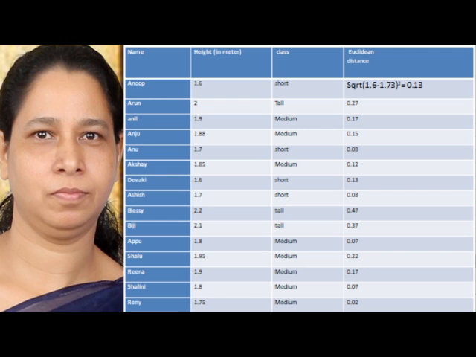Here we are using Euclidean distance. Only the height is used for distance calculation. Using Euclidean distance, we can find out the distance of Revati with all other training tuples. So 1.73 is the height of the new object. The distance between the first tuple and Revati is the square root of 1.6 minus 1.73 the whole square, which is equal to 1.13.